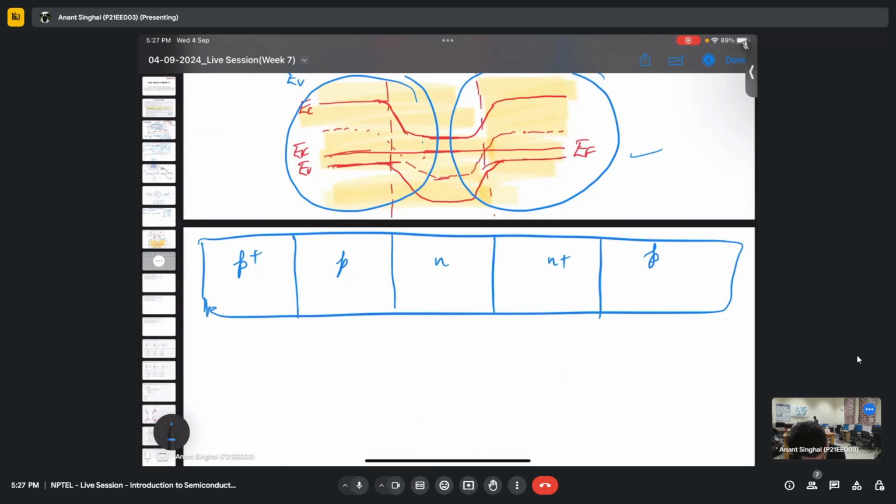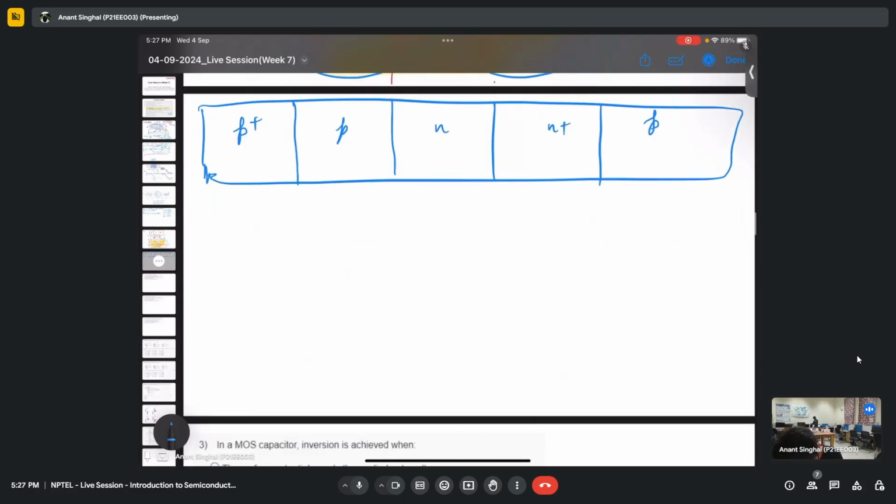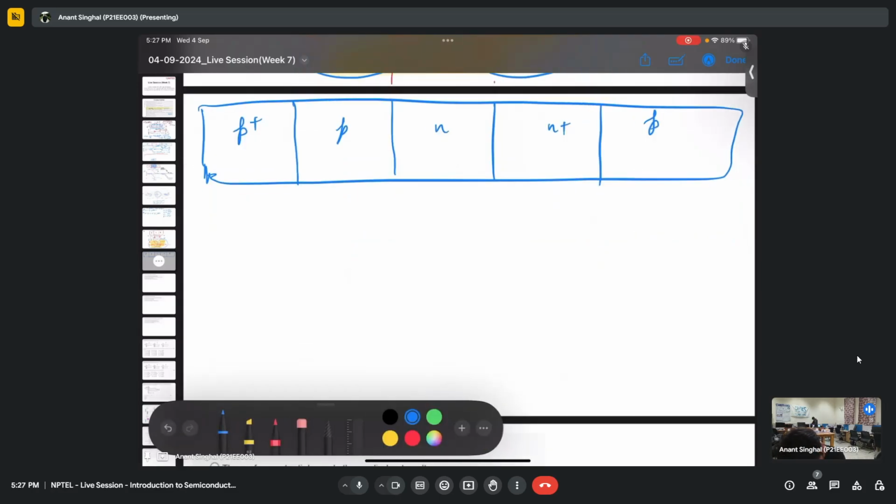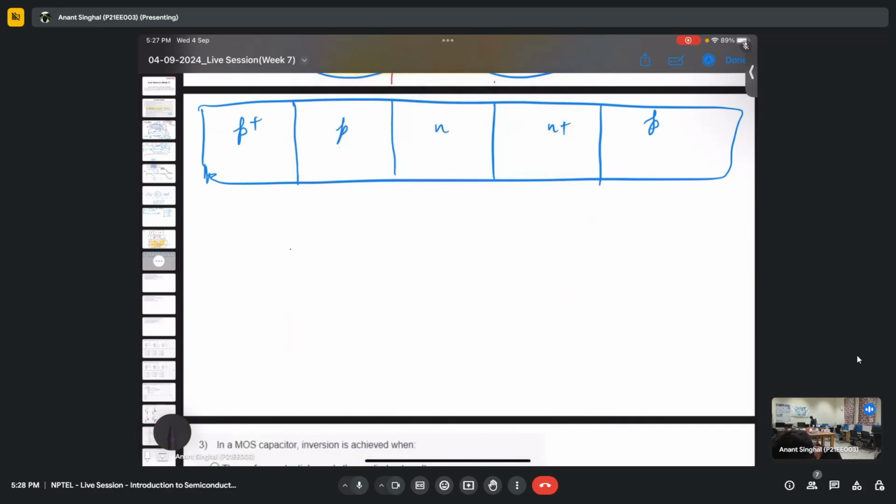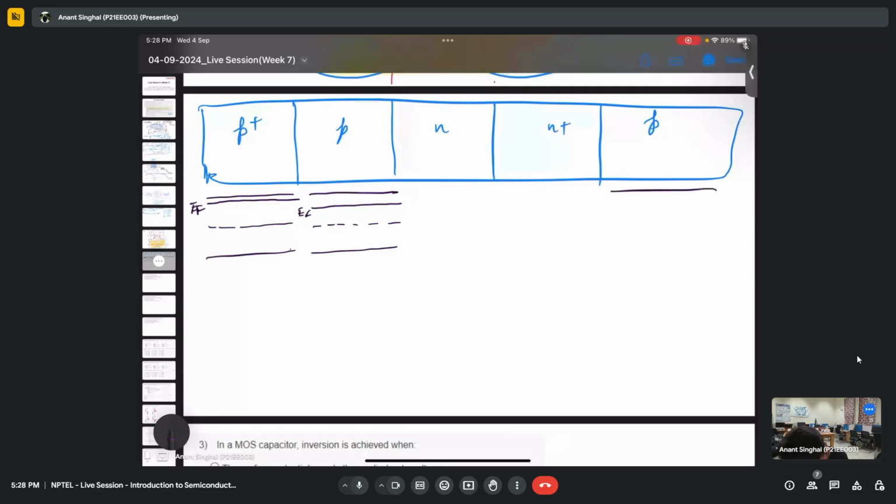If I make a very small schematic for all the band diagrams without the contact, we have this EI. We have the EF here very close to the valence band because of the higher doping of P plus. Then we have the EF here for the P region. The same will be here. So EF should be closer to EV, right? Oh yeah. Sorry, sorry.